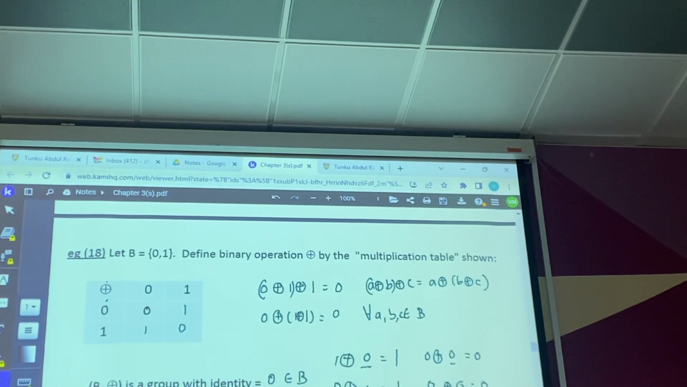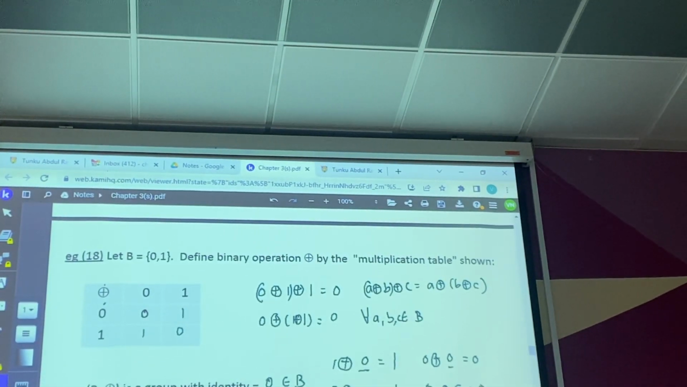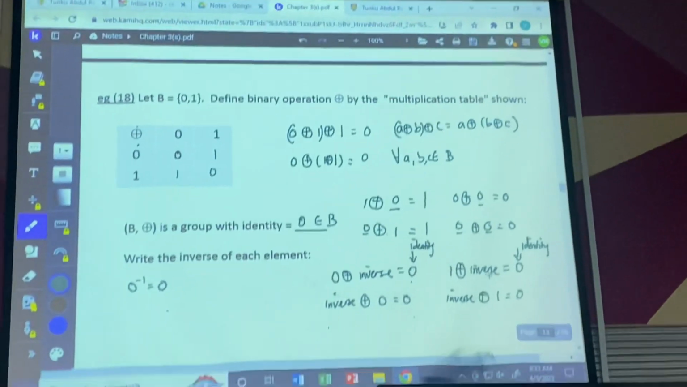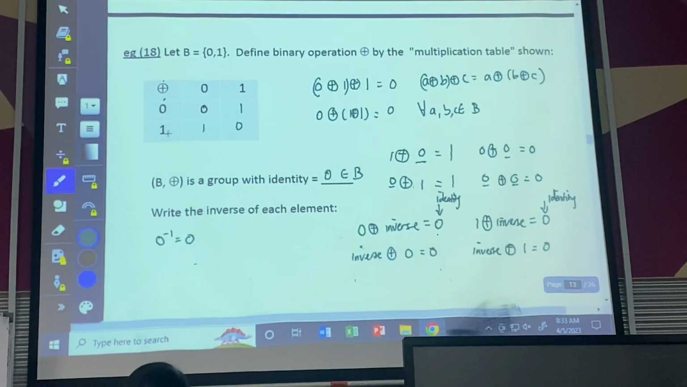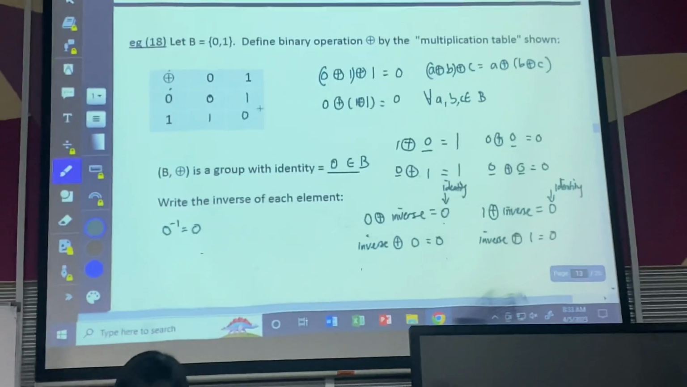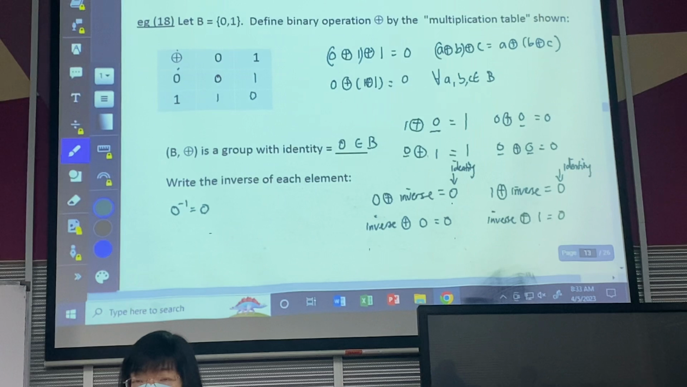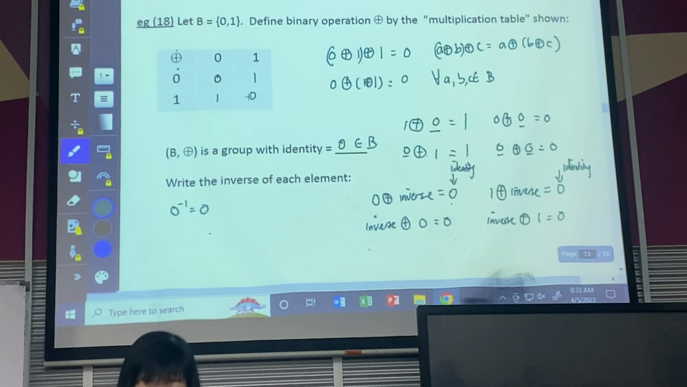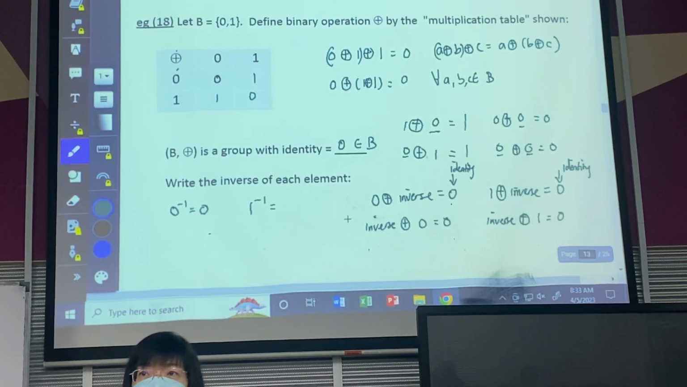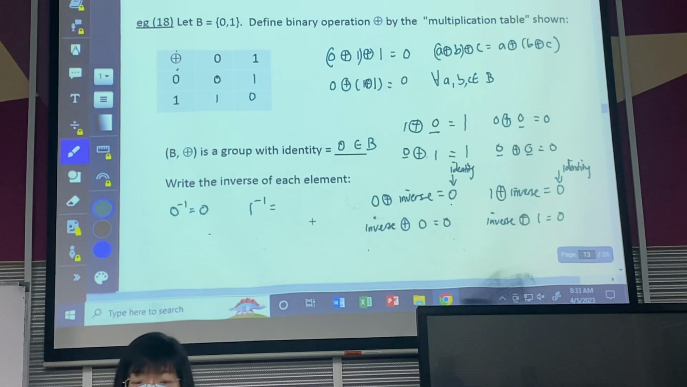How about 1? What is the inverse of 1? 1 exclusive or the inverse, get back 0. So from the table here, 1 exclusive or which one gets back 0? 1 exclusive or what equals 0? So the inverse is? Can you understand or not? Can you see this table? So what is the answer for the inverse of 1?